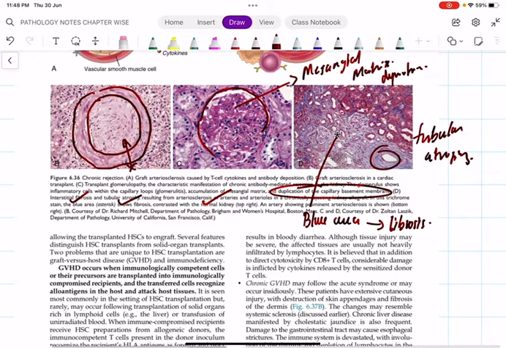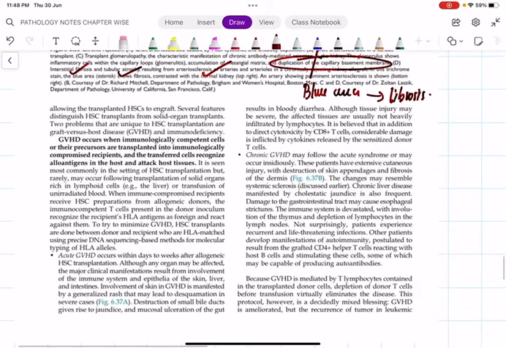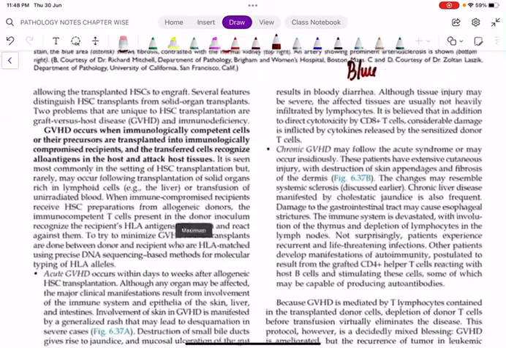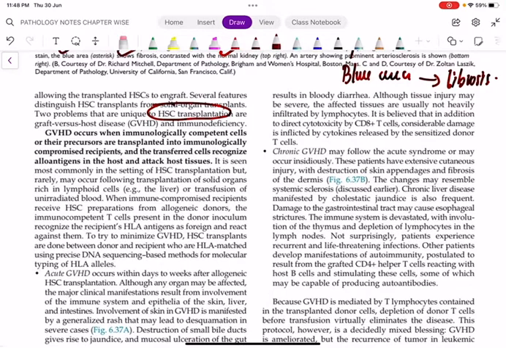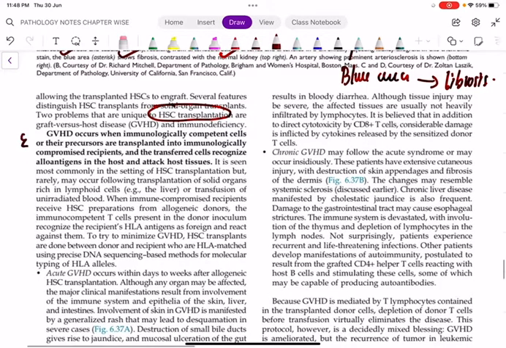Then, the next most important topic, that is graft versus host disease. Remember, graft versus host disease is most commonly associated with hematopoietic stem cell transplantation. When does this GvHD occur? It occurs when immunologically competent cells are transferred to an immunologically compromised recipient. So the transferred cells will attack the host tissue. Usually the host only will attack the graft. But here it is the graft which is going to attack the host, because the graft has some immunologically competent cells.